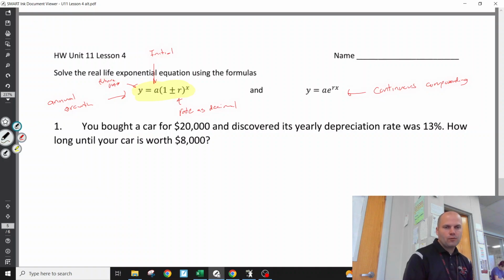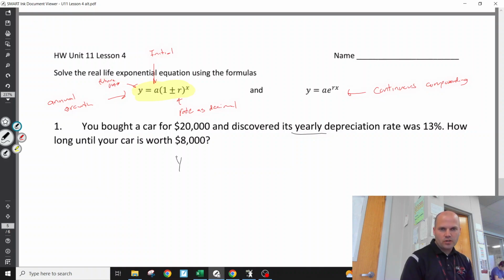The first thing to do is read the statement and talk about what situation we have, and what equation we should use, this one or that one. I bought a car for $20,000, discovered its yearly depreciation rate was 13%. How long until your car's worth $8,000? So this is a decay thing and it's annual.